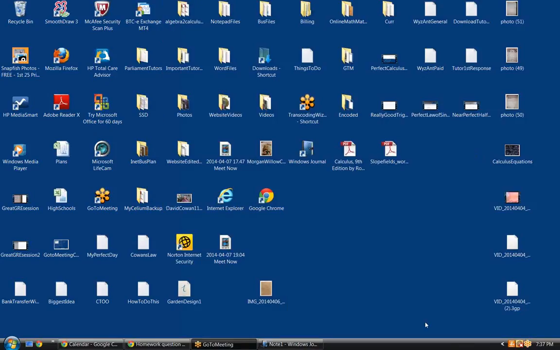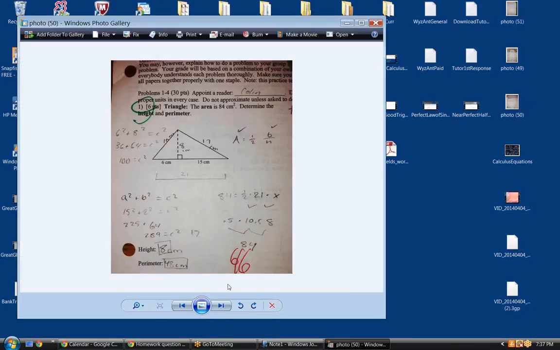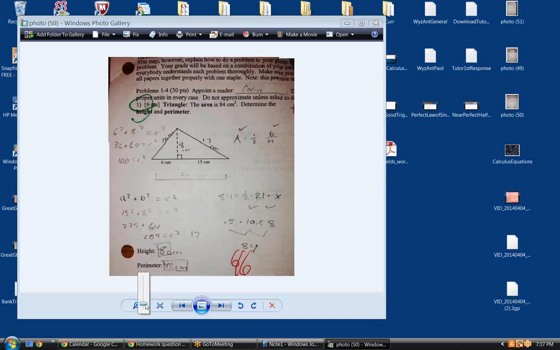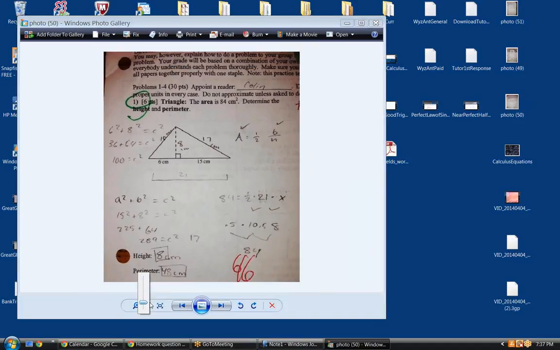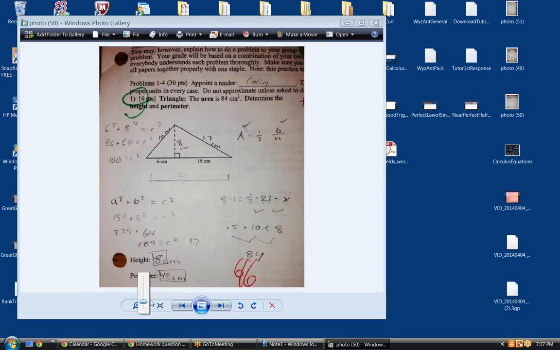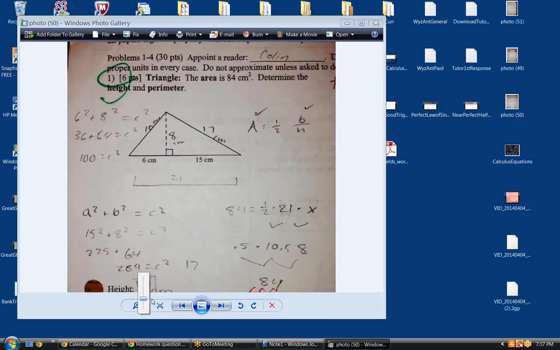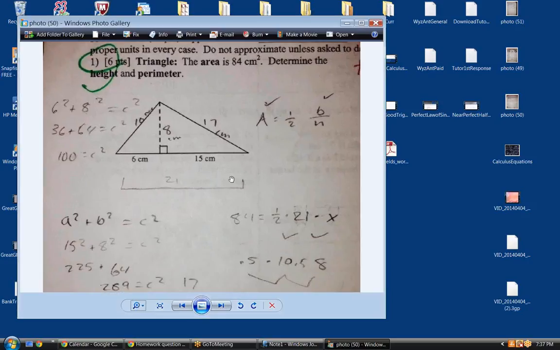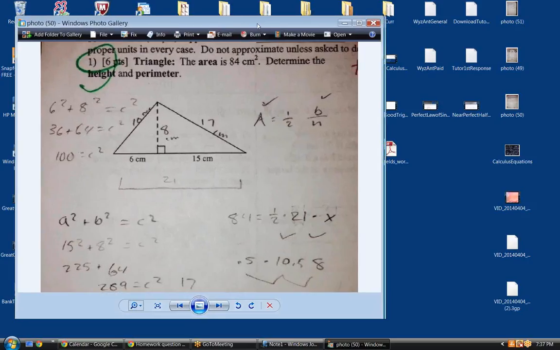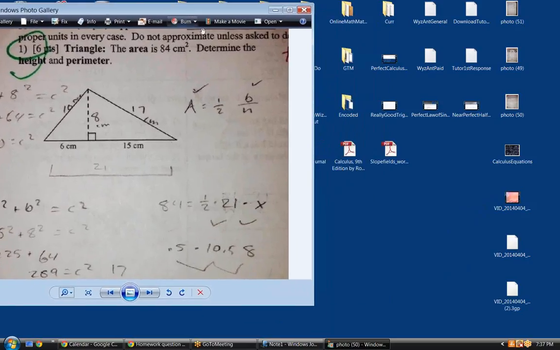All right, let's open up what next? Photo 50, the next one you sent me? Yeah. And let's see. Is there just this one problem here? Let's see. Yes, I believe that was the only one, yeah.